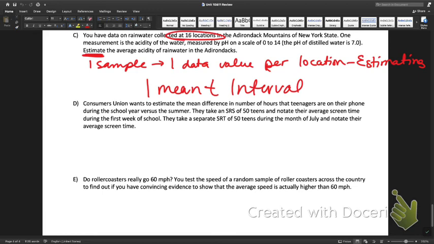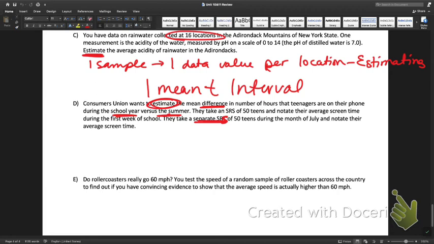Number D. Consumers Union wants to estimate the mean difference in the number of hours that teenagers are on their phone during the school year versus the summer. So we're doing school year versus summer. They take an SRS of 50 teens and notate their average screen time during the first week of school. Then they take a separate SRS of 50 teens during the month of July and notate their average screen time. So it looks like we have two separate samples.